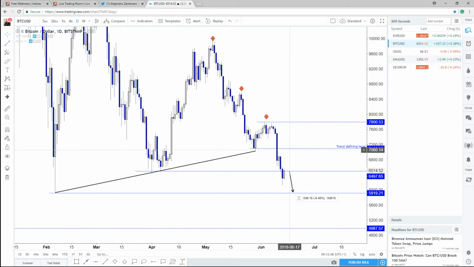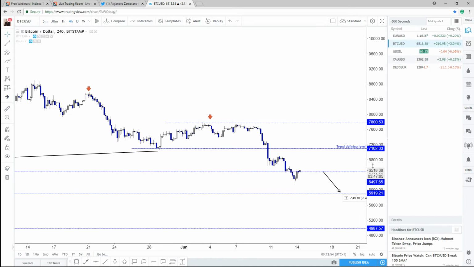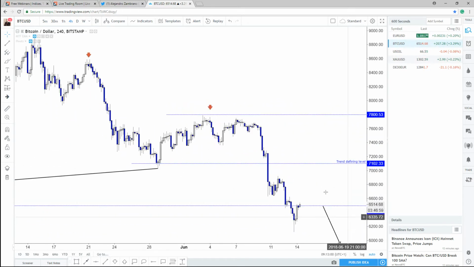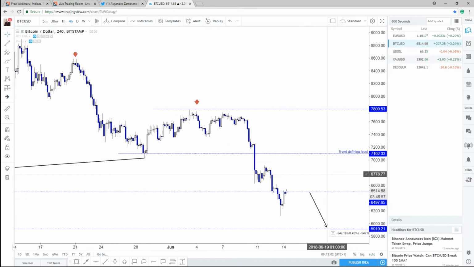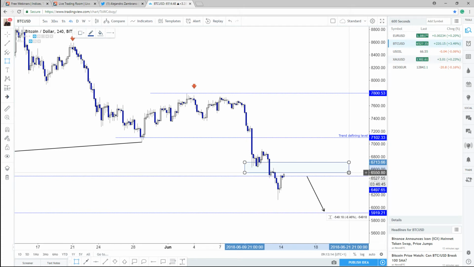So my new trend defining level is 7102, and using a 4-hour chart makes even more sense. Let me just see if I can show you. I can't. So this is the level that people are actually watching, and we're up halfway. I think we might go a little bit higher, but honestly, I think this is probably it.